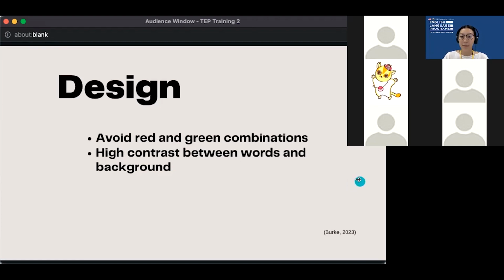It is also important to have high contrast between the words and the background. So if the background is light, the words should be very dark. If the words are, for example, white, then the background should be very dark, maybe a dark blue or black background.